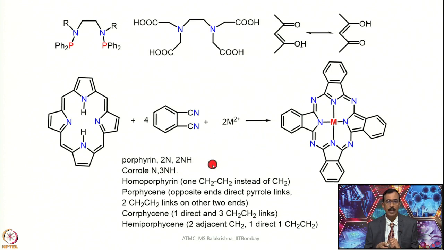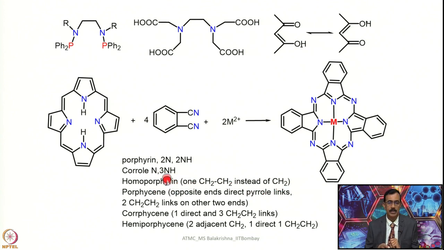And then porphyrin. If you want to know the difference between several macrocyclic ligands, if you simply look into the porphyrin, it has 2 N and 2 NH on opposite sides. That means it can be dianionic, and it can stabilize the metal in the plus 2 state. And corrole will have 1 N and 3 NH, trianionic. And homoporphyrin, if you take it, 1 CH2CH2 bridge will be there instead of 1 CH2 here, that is called homoporphyrin. And in porphyrin, opposite ends have direct pyrrole links. I have not given all of it here, just information about those.